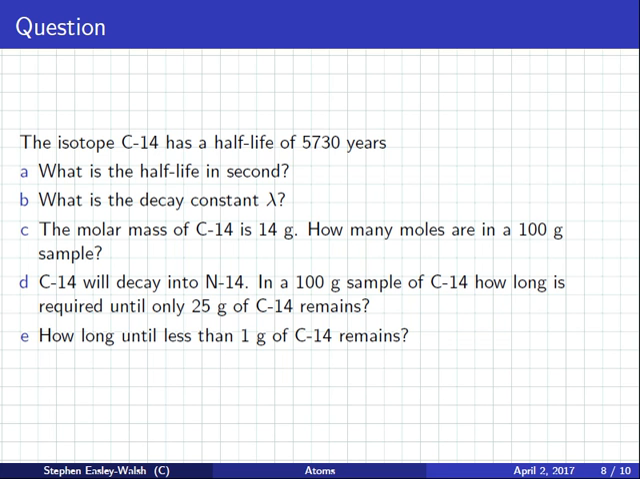So this 5,730 years is for it to go from 100 to 50. Yeah, that's what a half-life is.